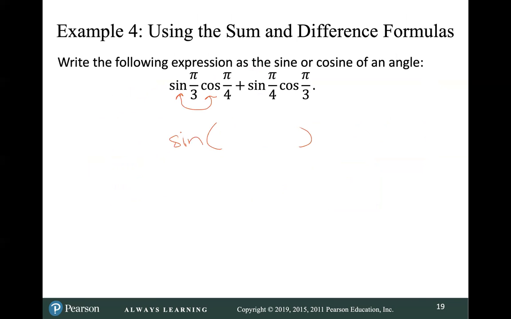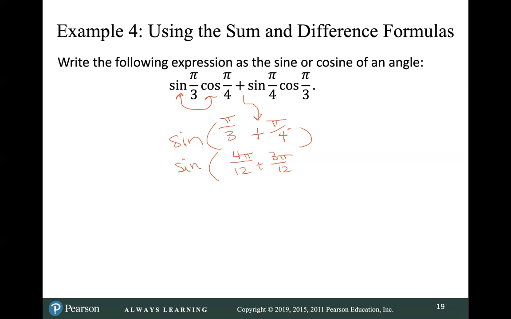The sine and cosine switch, so the operation does not. So that means it's going to be a plus. And then I take my two angles, pi over 3 and pi over 4. So I'm using that formula backwards. Okay, and then I want to find what is pi over 3 plus pi over 4. That means I need to find a least common denominator. So that becomes sine of 4 pi over 12 plus 3 pi over 12.